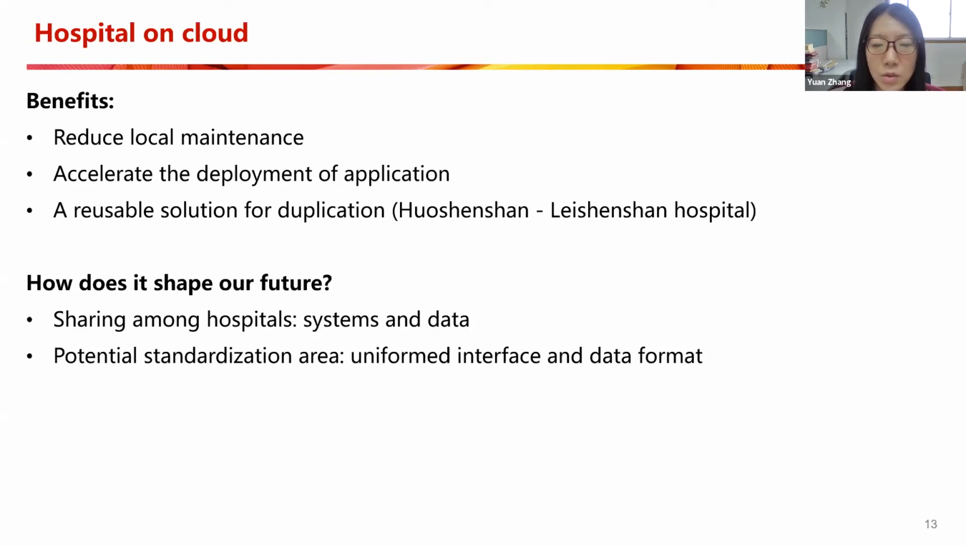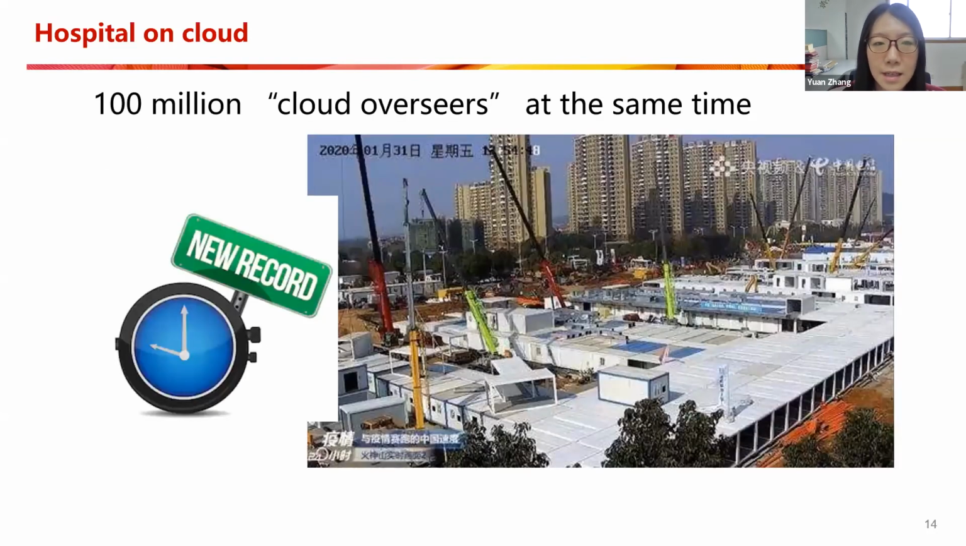It's a potential standardization area with common interfaces and data formats. Systems and data could be shared under certain rules in future. And an interesting thing about this, we have launched a 24-hour high-definition live broadcast of the construction of the two hospitals. The highest peak of online users exceeded 100 million.